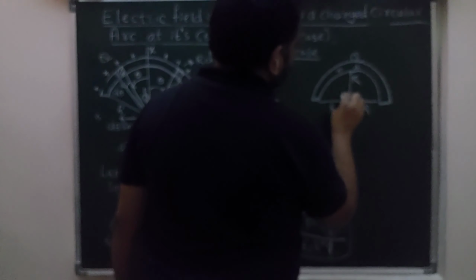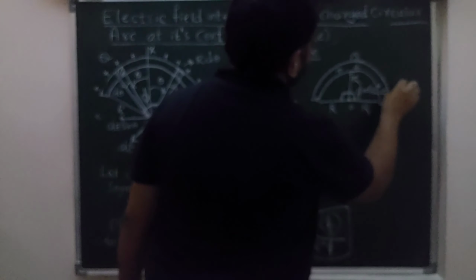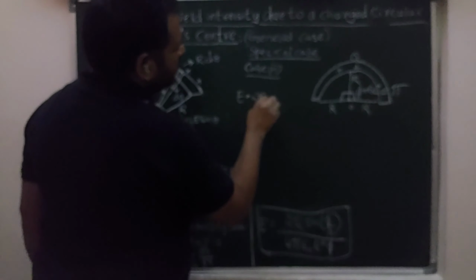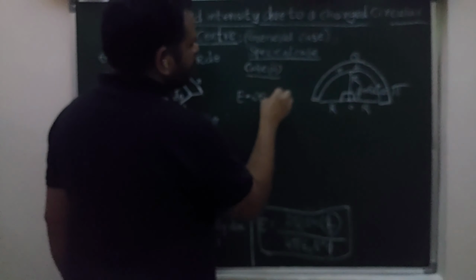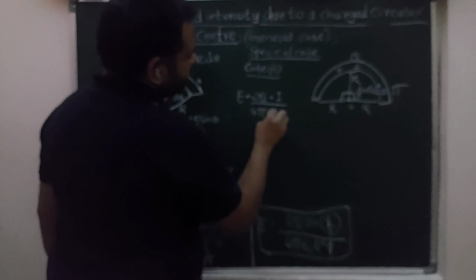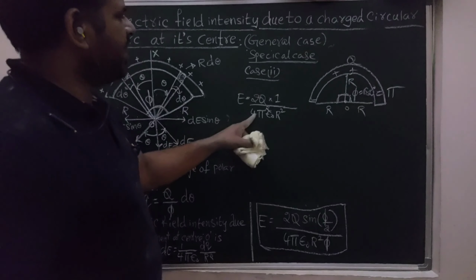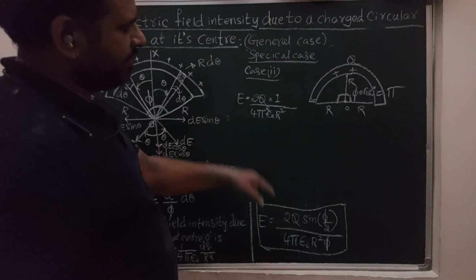So what is this angle? Phi is equal to 180 degrees, that is pi. Now E is equal to 2Q into sine of phi by 2, that is sine pi by 2, which is 1, divided by 4 pi epsilon naught into r square. In place of the angle, we write pi square. So 2Q into 1 by 4 pi square epsilon naught r square. So this is the formula for the second case.